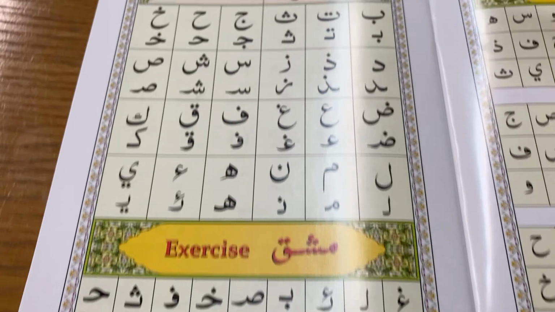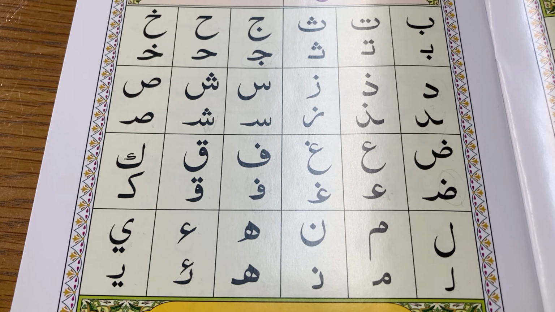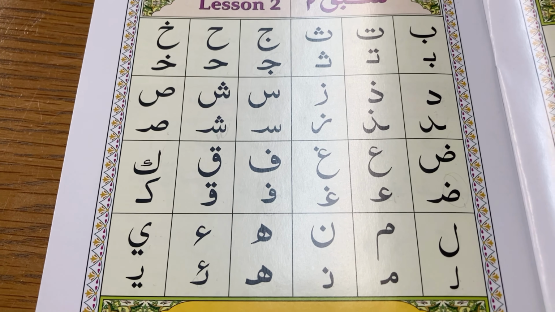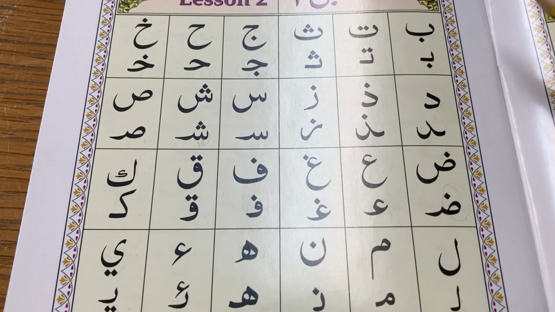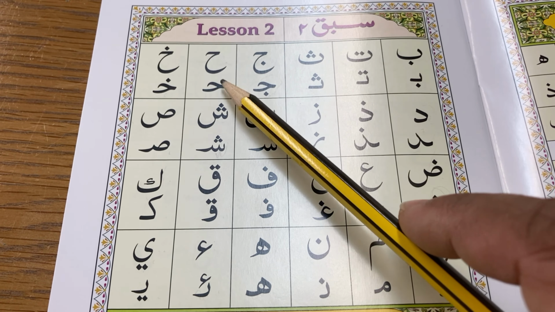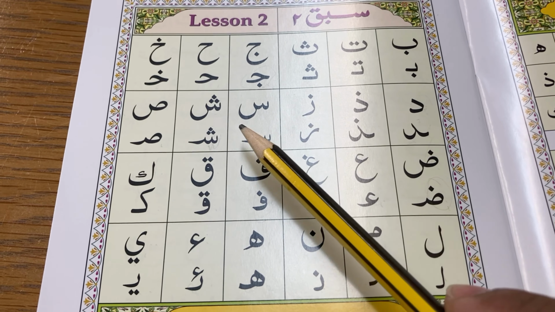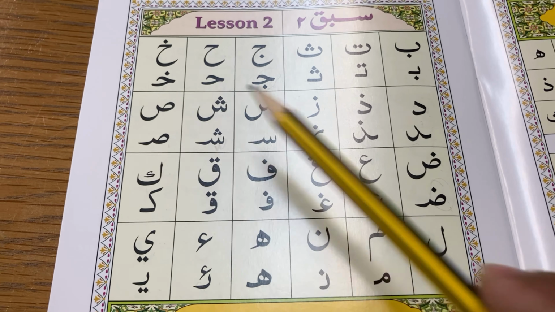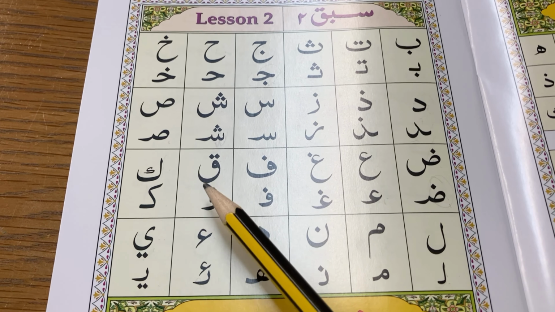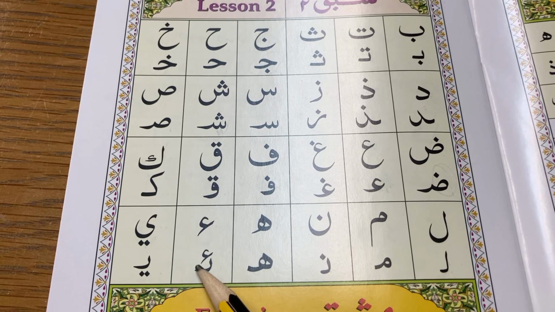Exercise. So after practicing this and going through it thoroughly, recognizing the letters and also thinking about where they originate from, if they are full mouth or empty mouth. For instance, if I just scan through: empty mouth, empty mouth, empty mouth, empty mouth, empty mouth, full mouth, empty mouth, empty mouth, empty mouth, empty mouth, full mouth, full mouth, empty mouth, full mouth, empty mouth, full mouth, empty mouth, empty mouth, empty mouth.